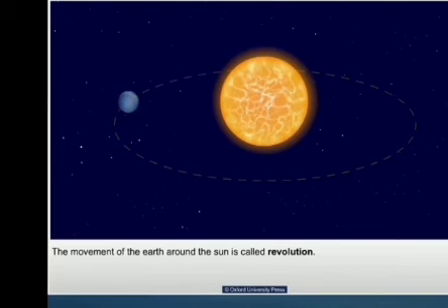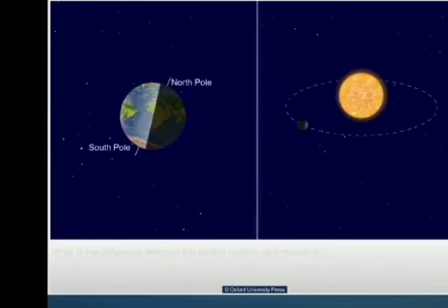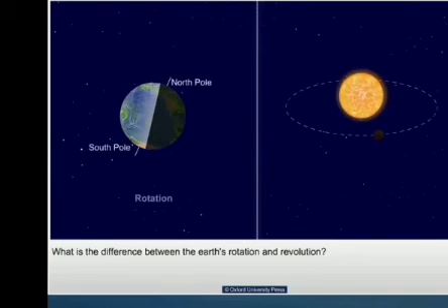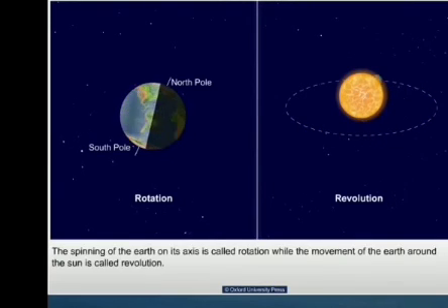The movement of the Earth around the Sun is called revolution. What is the difference between the Earth's rotation and revolution? The spinning of the Earth on its axis is called rotation, while the movement of the Earth around the Sun is called revolution.